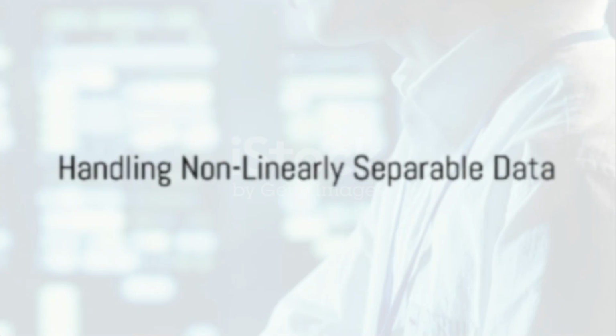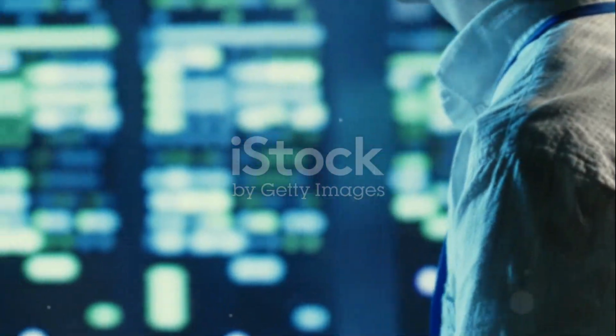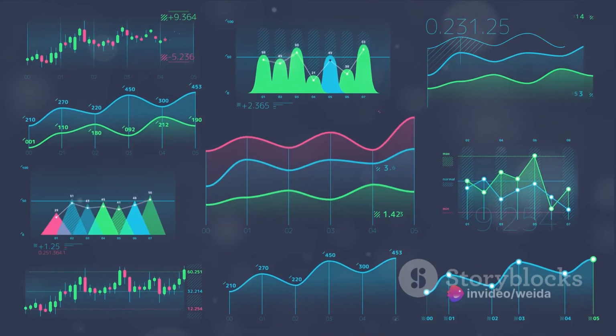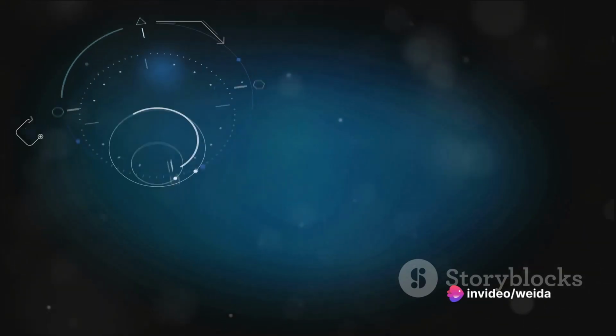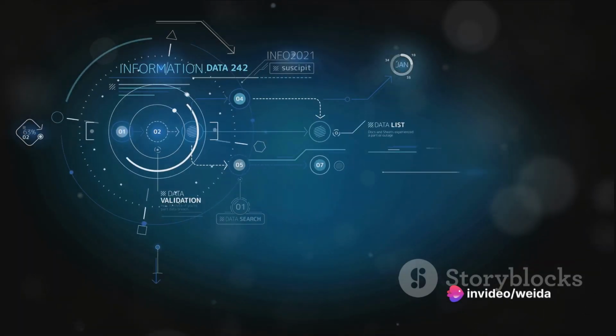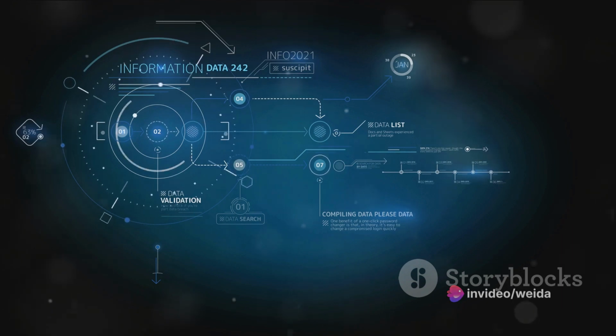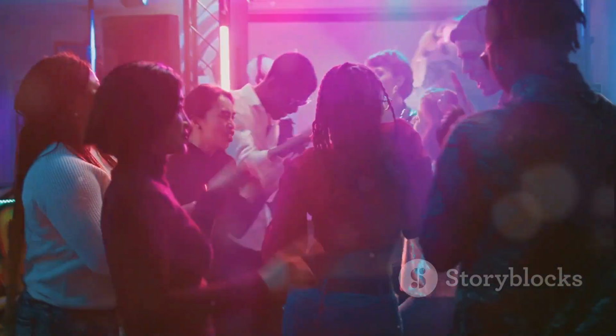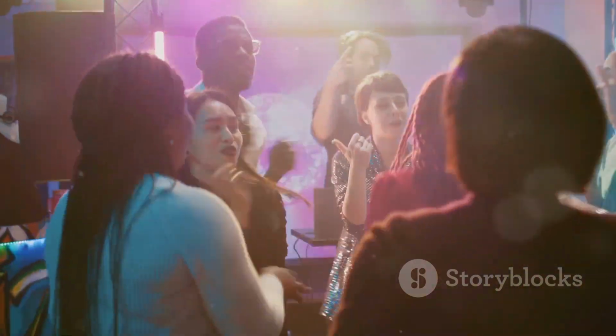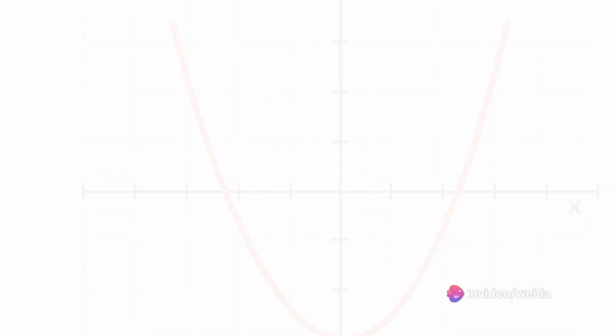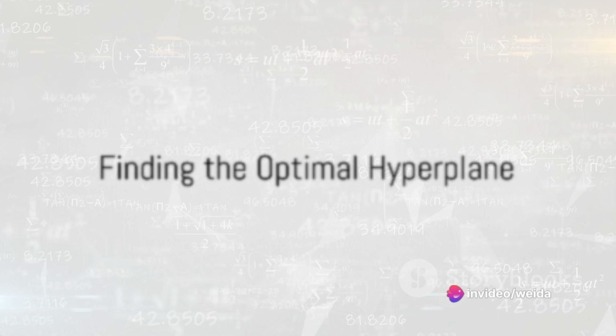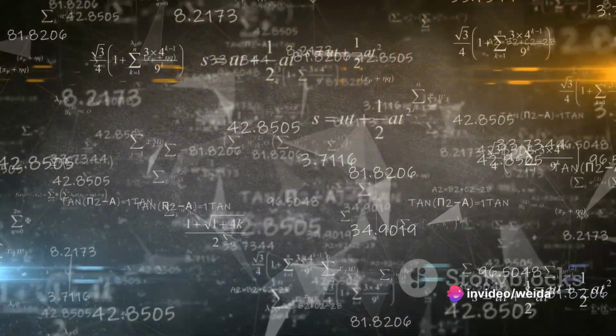But what happens when the data isn't easily separable? That's where the fourth step, the kernel trick, comes in. This technique allows SVM to handle non-linearly separable data by transforming it into a higher dimensional space where it is separable. It's like adding a third dimension to our party, allowing us to split the guests using a plane instead of a line. Finally, SVM uses a process called quadratic programming to find the optimal hyperplane.